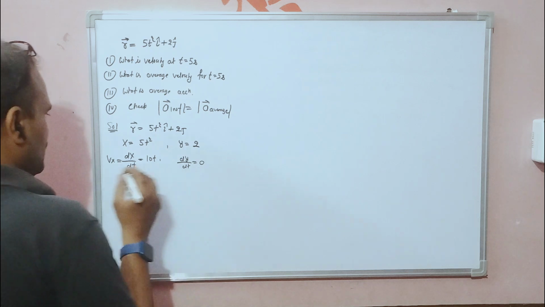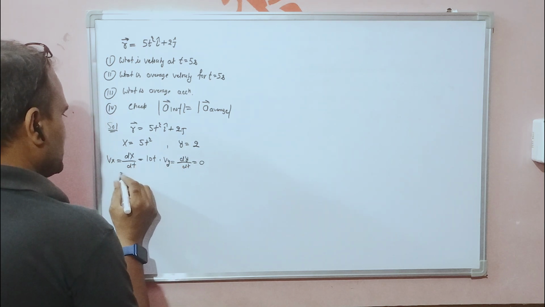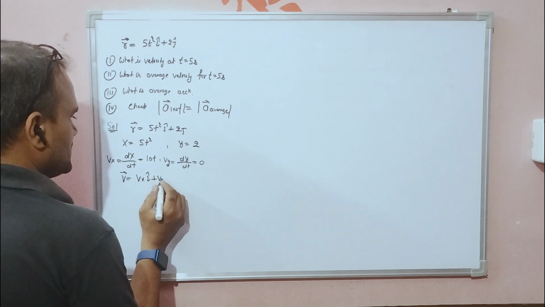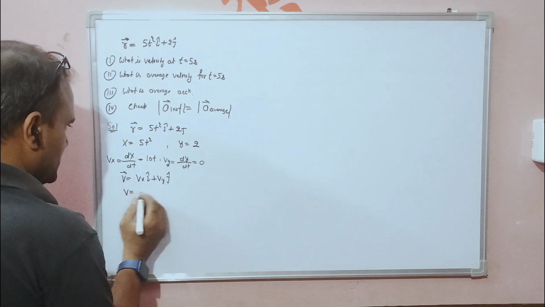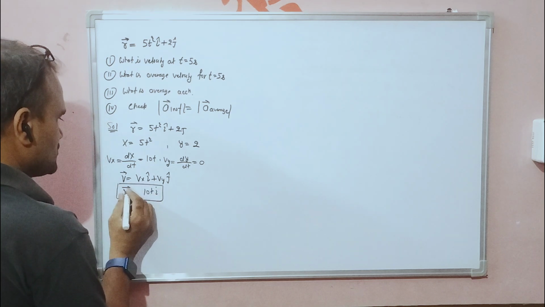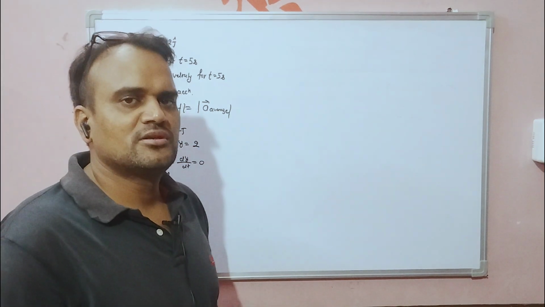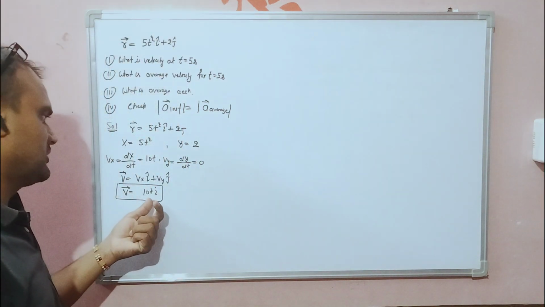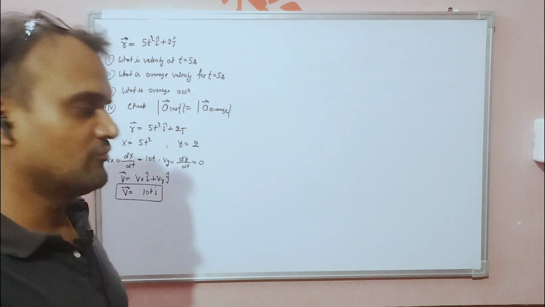Okay, now based on this vx and vy, I can construct the velocity vector, which is vx i cap plus vy j cap. So it comes out to be 10t i cap. Okay, so this is the velocity vector. If I want to find out the velocity at any particular instant of time t, then I can put that value over here. It will give me the velocity vector at that particular instant of time.